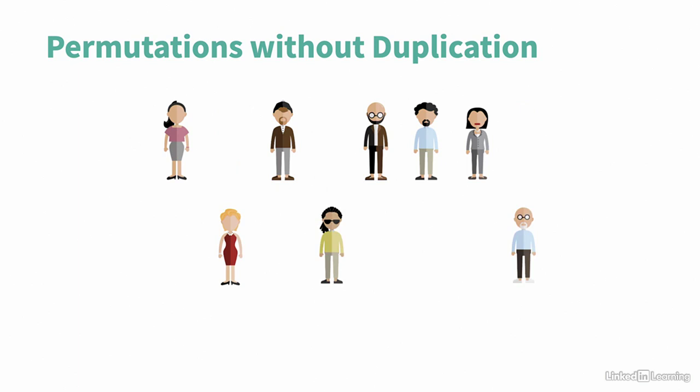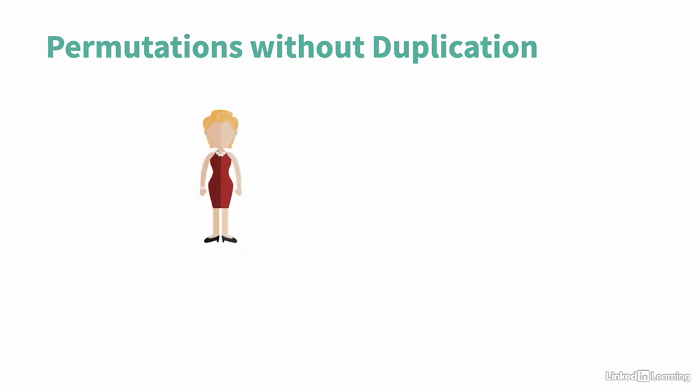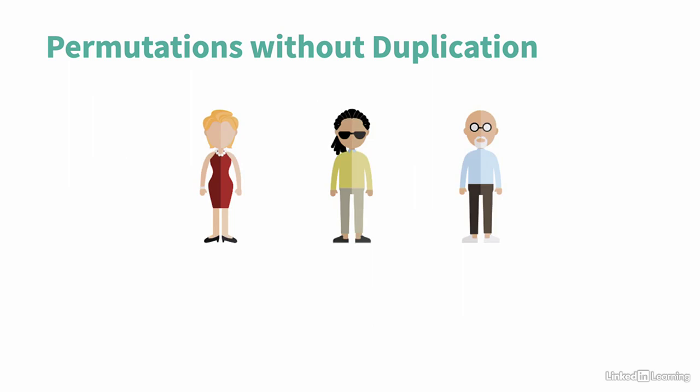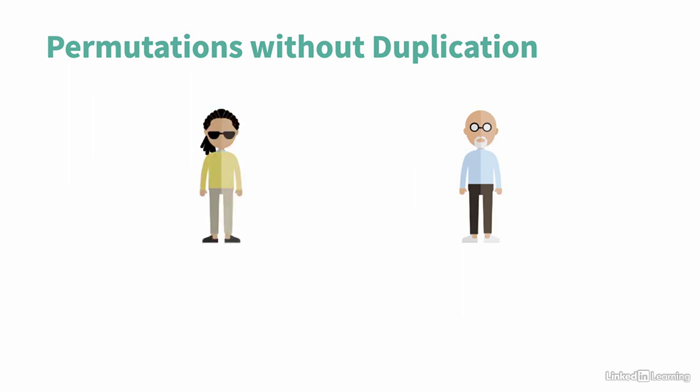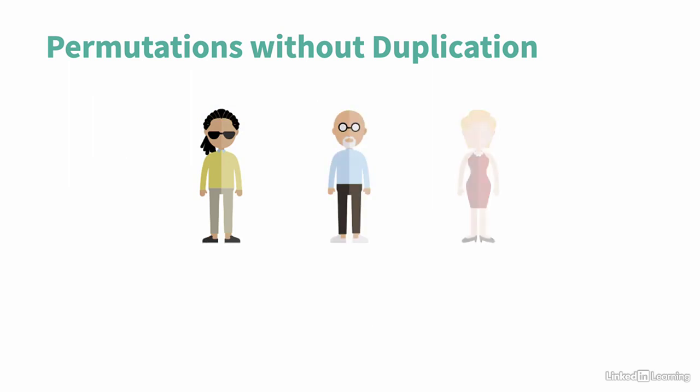If the order those individuals speak in matters, then you're dealing with a permutation. And again, the order of these speakers matters. So instead of having 1, 2, 3, if you have the speaker set up as 2, 3, 1, then you are dealing with a different permutation. And once again, order matters.